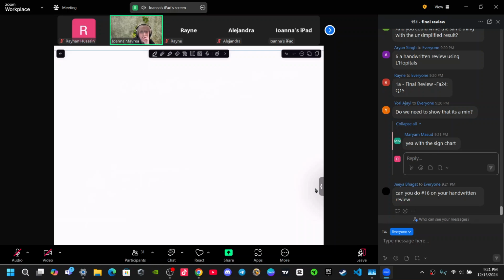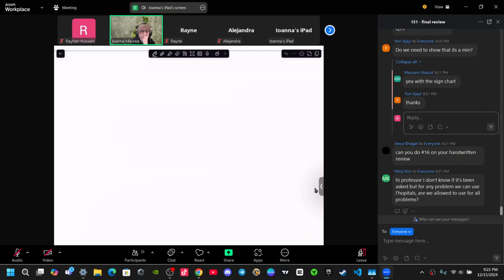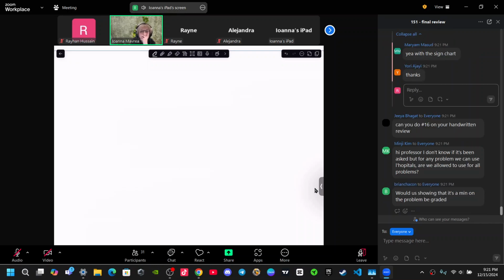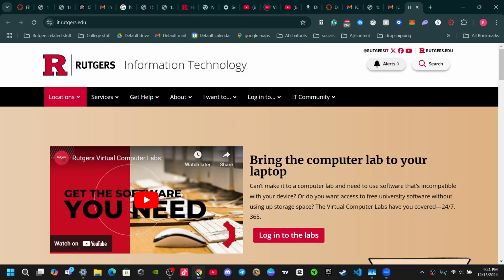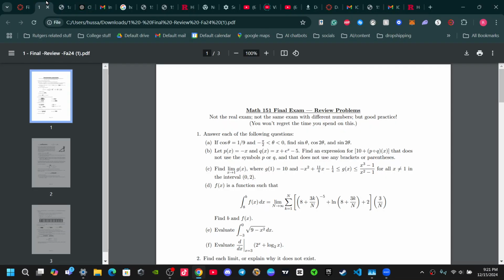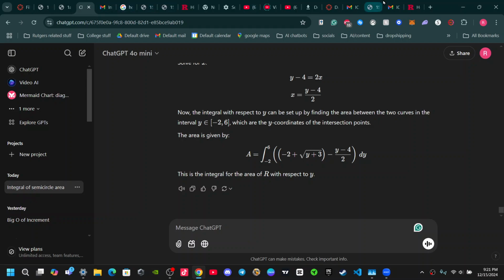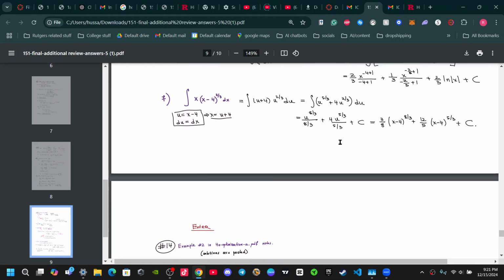Give me a second. 15. So instead of 15, oh, that's a different one. Let's do 15. That's fine. We can do 15. So 15 is absolute extrema. I have something similar here.